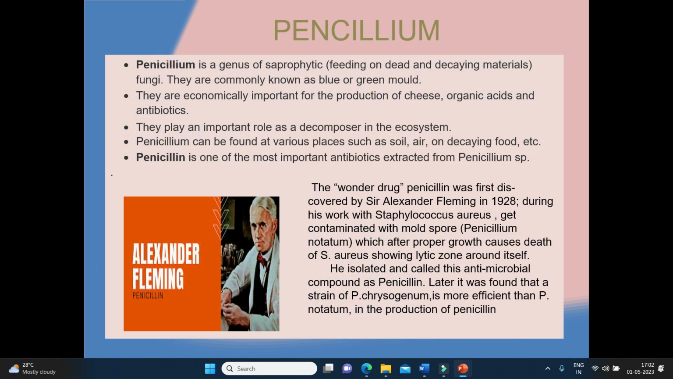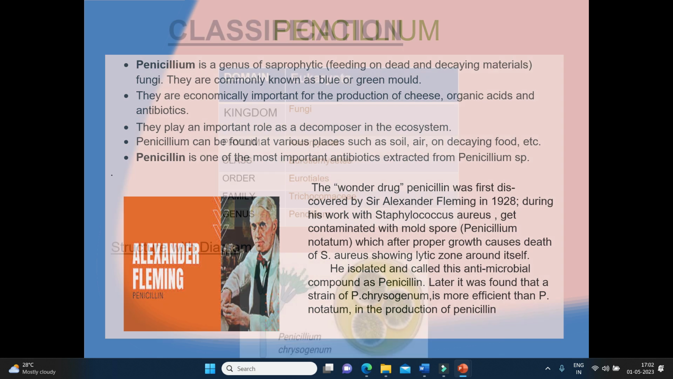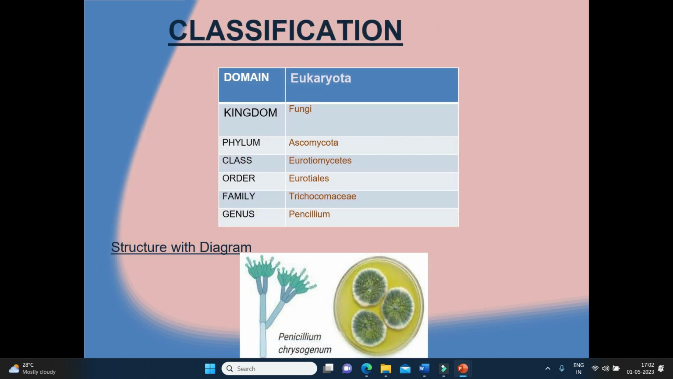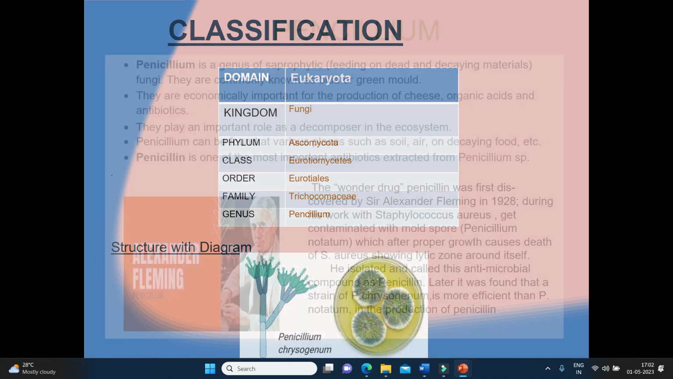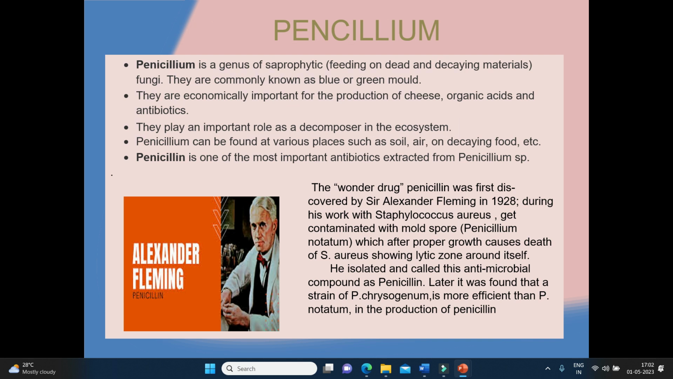Penicillium is a genus of saprophytic fungi. They are commonly known as blue or green mold. They are economically important for the production of cheese, organic acids, and antibiotics. They play an important role as a decomposer in the ecosystem. Penicillium can be found at various places such as soil, air, on decaying food, etc. Penicillin is one of the most important antibiotics extracted from Penicillium species.